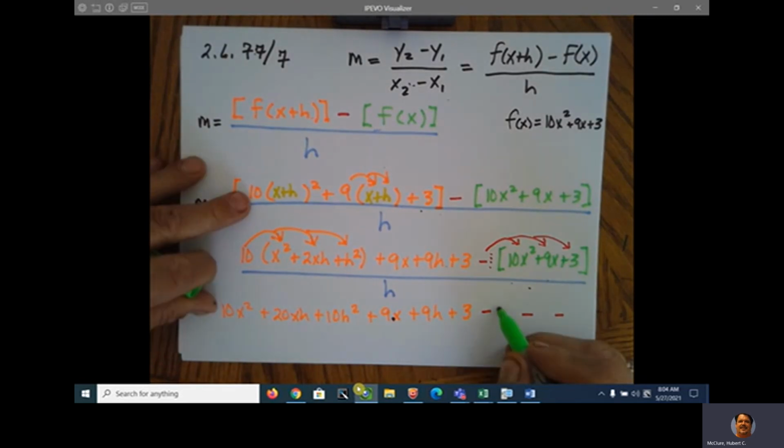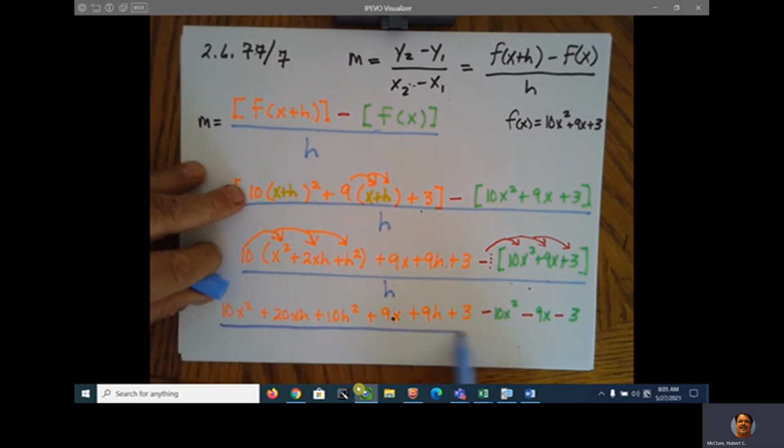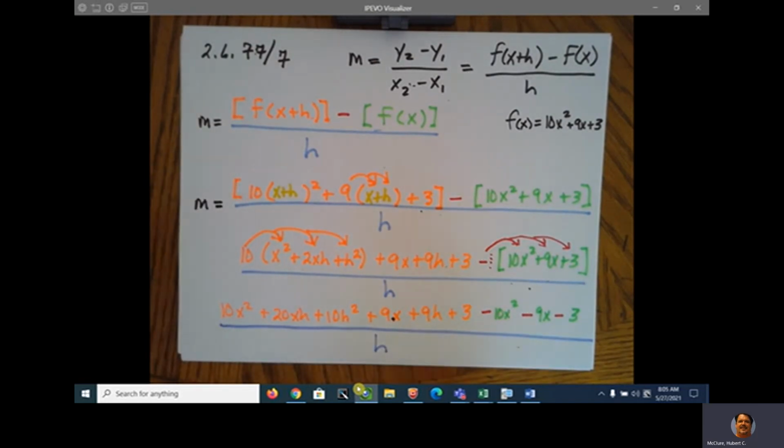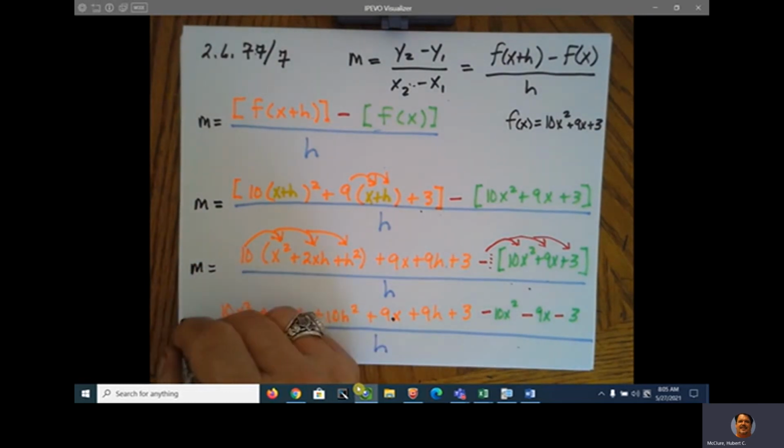And then put the green back in. That's going to be 10x squared, 9x, and 3. Now, this step right here should happen if you do everything correctly. Your non-H terms are going to start canceling. So let's look for terms that will cancel.